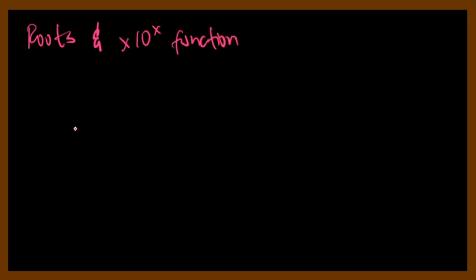Okay, so first let's have the root functions. So we just write that one here: the roots and the times 10 to the x function. As we have already been doing, the root is a radical, so you have the radical sign. In the calculator we have a keypad with the radical sign, so you could solve for the square root. So this is for the square root.